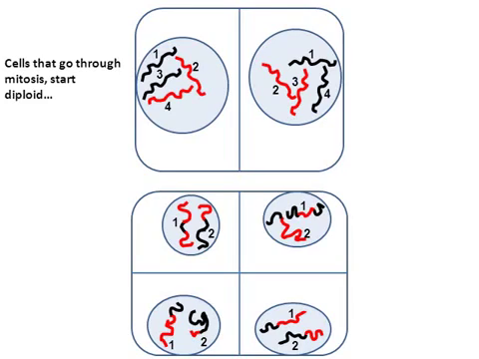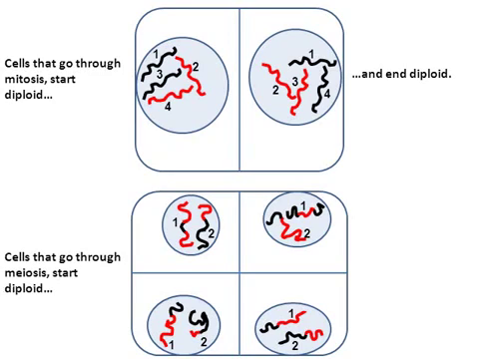The cells on top went through mitosis. And so cells that go through mitosis will start diploid and end diploid. But the cells on the bottom, cells that go through meiosis, will start diploid, but at the end, they're going to have half the amount of chromatin, and they're going to end haploid.